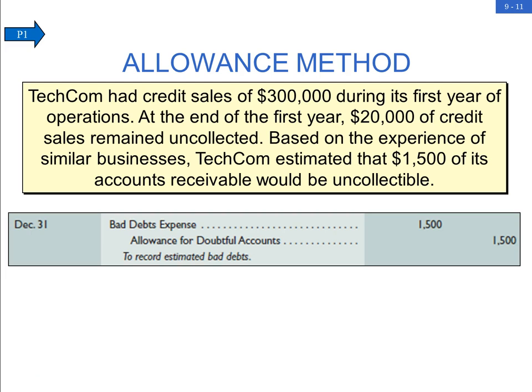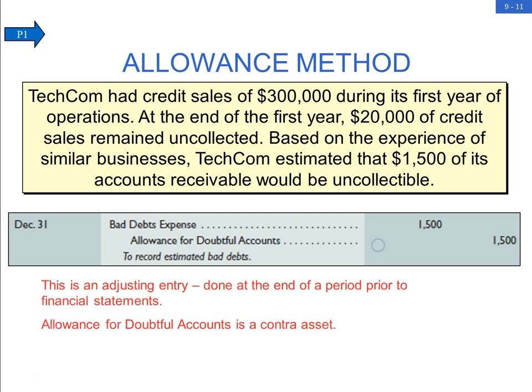Two things to keep in mind here. Number one, nothing has happened for us to create this journal entry. It's just the end of the year. We're about to put out our financial statements, and we need to create an allowance and record our bad debt expense because we want our financial statements to be correct. So what kind of journal entry is this? Of course, it's an adjusting entry. Nothing has happened. There's no business transaction.